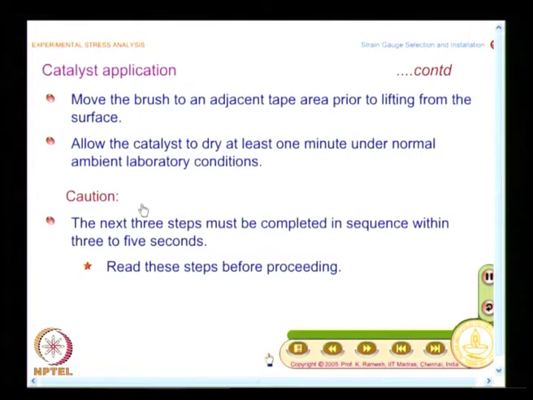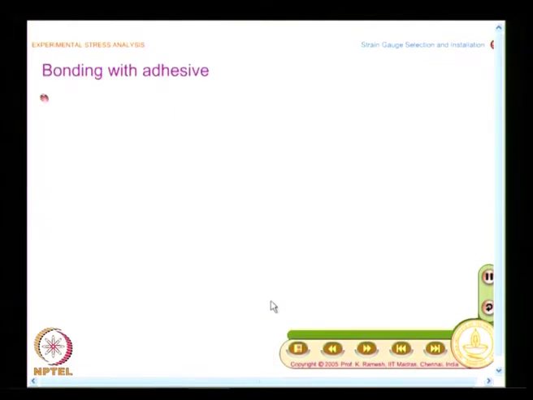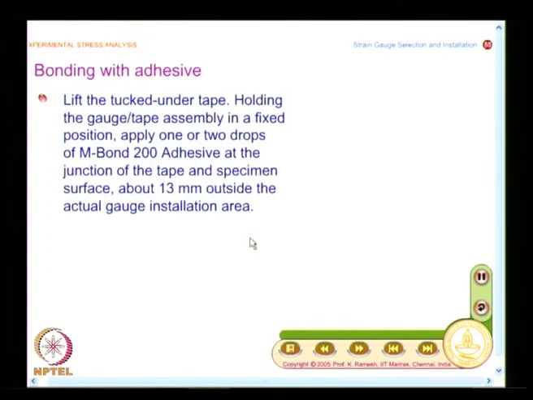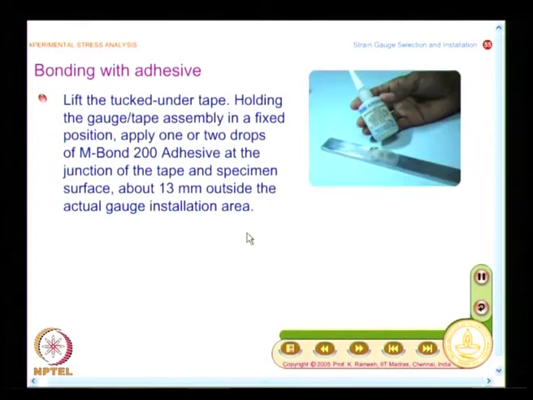And what is the caution here? I am going to bond the strain gauge. The next 3 steps must be completed in sequence within 3 to 5 seconds. So, you need to read these steps before proceeding. You need to have a mental picture of the way you will go about it and execute it as quickly as possible.